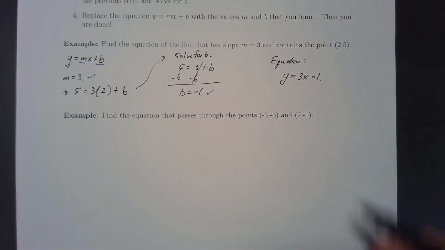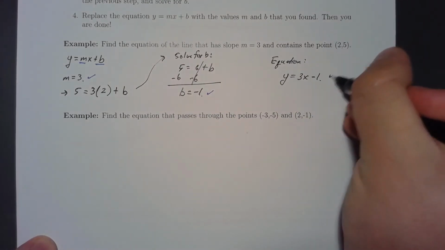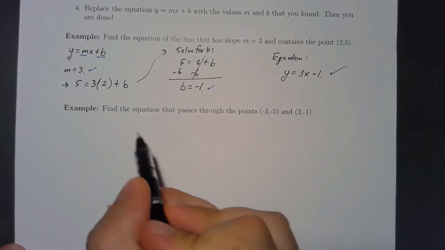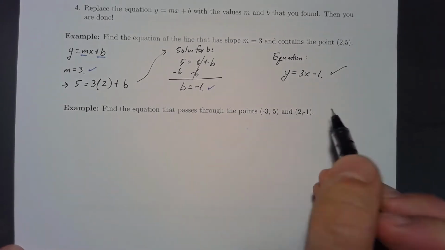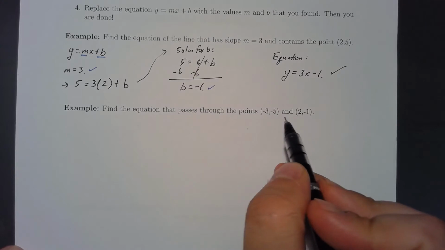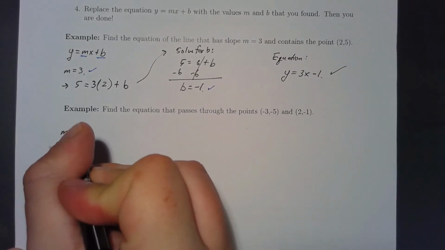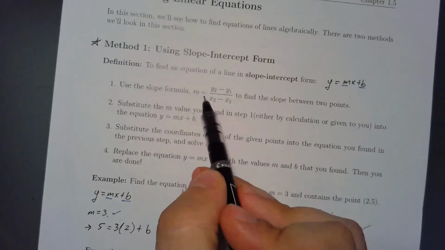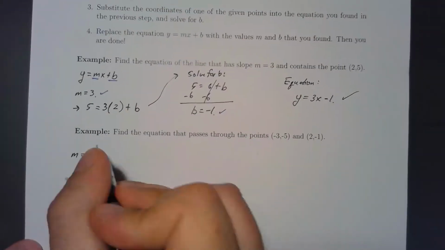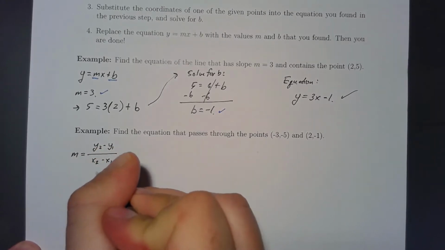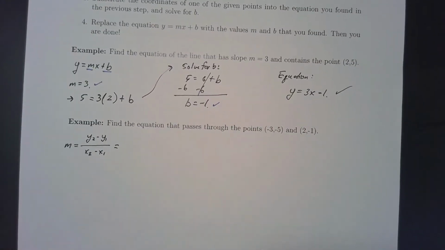Now, for this example, I want to find the equation that passes through these two points. Here I don't have a slope, so I have to figure out the slope. You know how to calculate that. The slope formula, I give it to you again right here: y2 minus y1 over x2 minus x1.